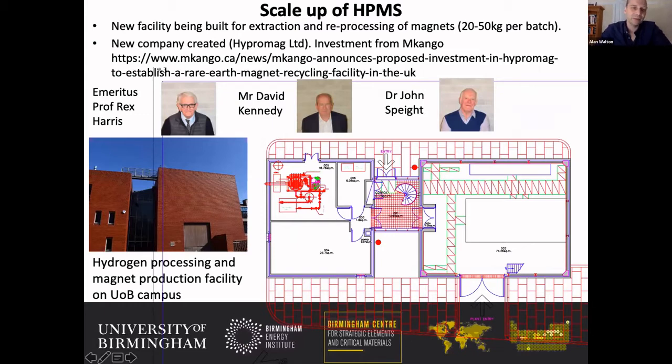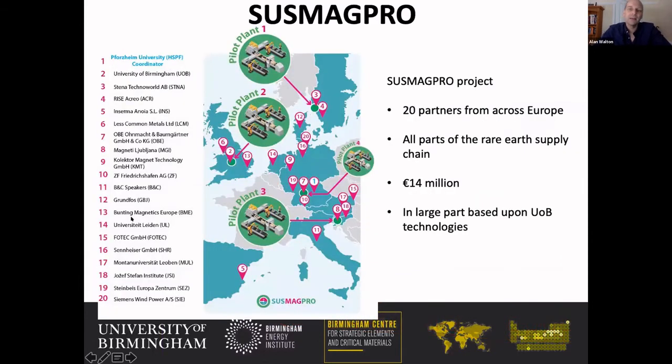We're building a magnet processing facility at the university in this building. So the whole of that building's been developed for this process. And we're part of a very big European project that has 20 partners, so it has the whole supply chain in there right across the EU, from recycling company all the way up to magnet manufacturers.